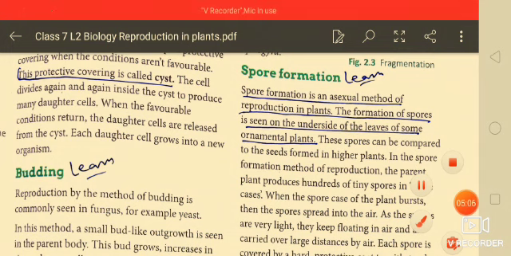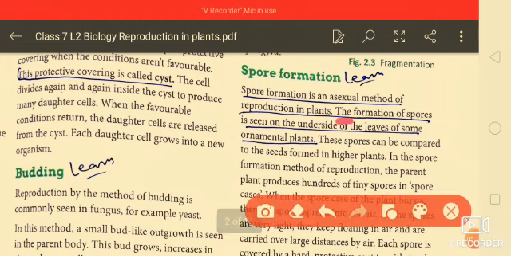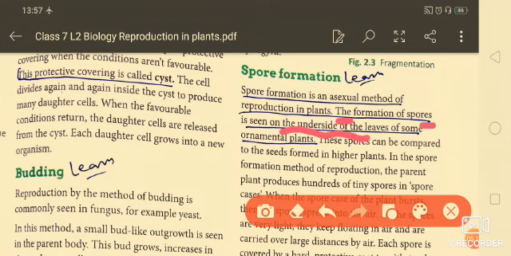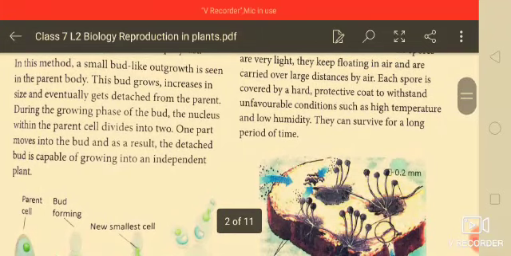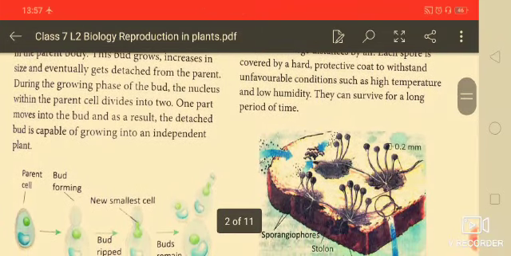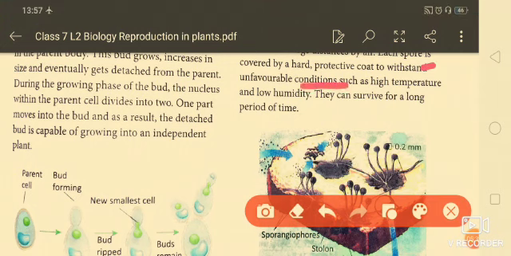Students, next one is spore formation. Spore formation is an asexual mode of reproduction. It is also found in plants, and the formation of spores is seen on the underside of the leaves of some ornamental plants. So these spores you are seeing here, each spore is covered by a hard protective coat to withstand unfavorable conditions such as higher temperature and low humidity, so they can survive for a long period of time.